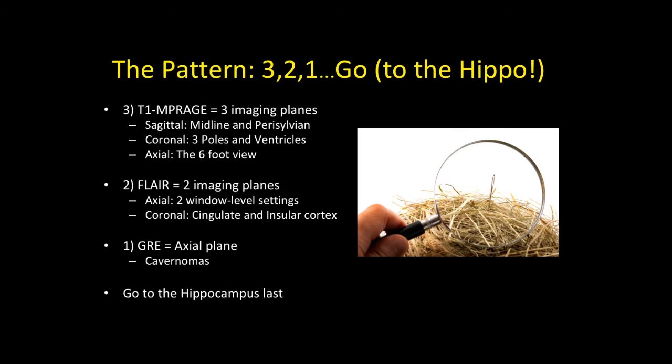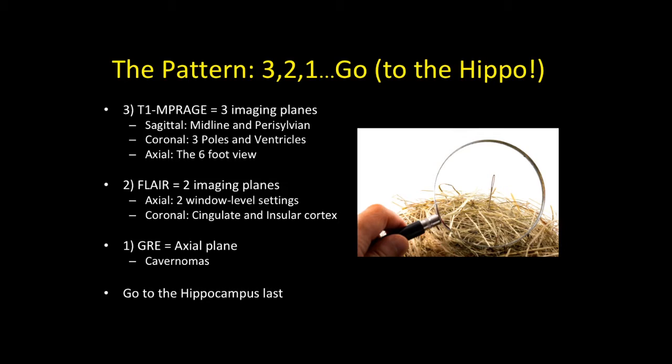So my pattern, to make it catchy so you can remember it, is 3, 2, 1, go to the hippocampus. So the 3, as we're counting down, the 3 is the T1 MPRAGE because there's 3 imaging planes, sagittal, coronal, and axial. On each one of those planes you're going to look for something a little bit different. The 2 is for the FLAIR because there's 2 imaging planes and we're going to window the FLAIR at 2 different window level settings. 1 is for the gradient echo or the SWI, depending on what you do at your practice, just in the axial plane, and that's pretty much just for the cavernous malformations.